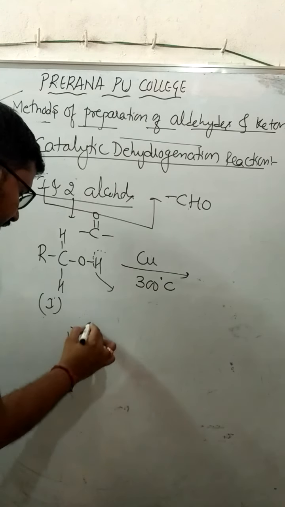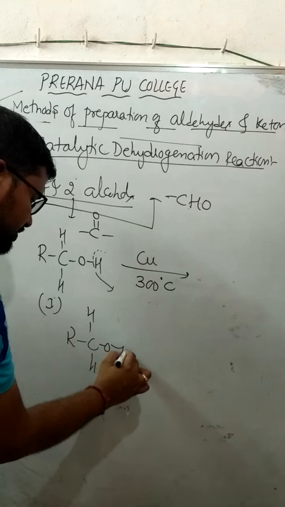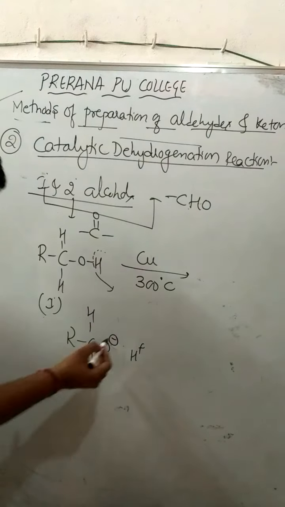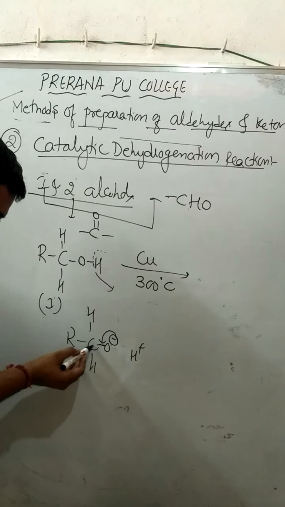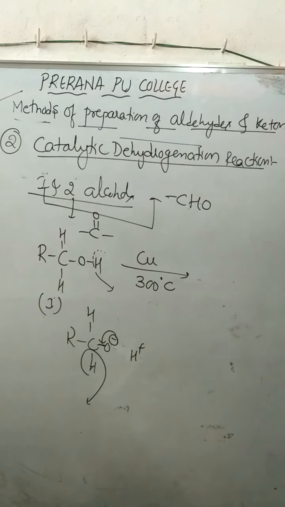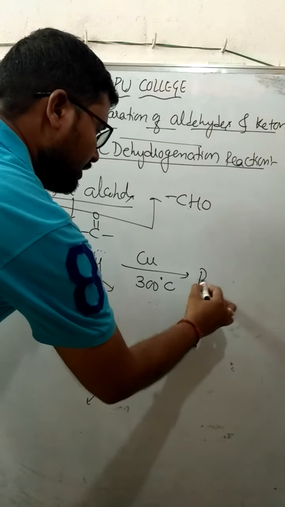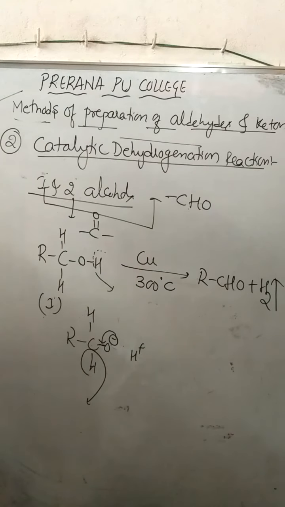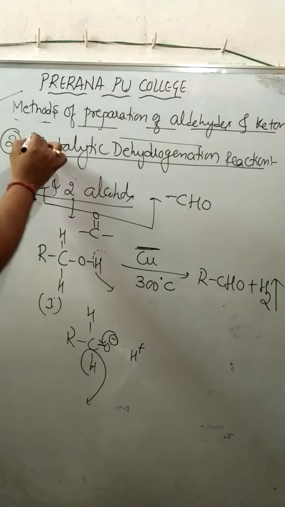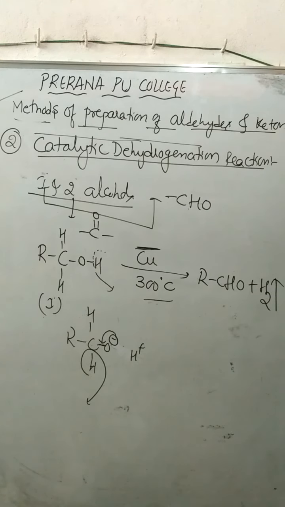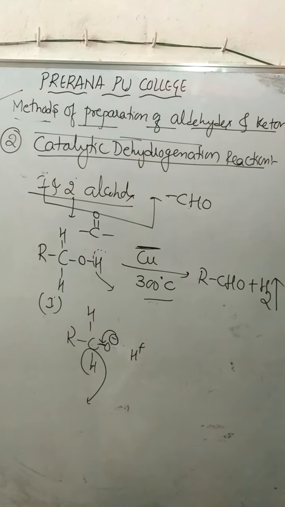So separately I'll write here, RCH2OH. So hydrogen gets eliminated as a proton, oxygen will become negatively charged. So migration of electron takes place between carbon as well as oxygen. Carbon will be pentavalent and this hydrogen gets eliminated as a hydride ion, such that the major product will be what? Aldehyde, along with the elimination of what? Hydrogen. Hence, the reaction takes place in the presence of copper as a catalyst. Hence, it is called catalytic dehydrogenation, in which the reaction takes place at a temperature of 300 degrees Celsius.